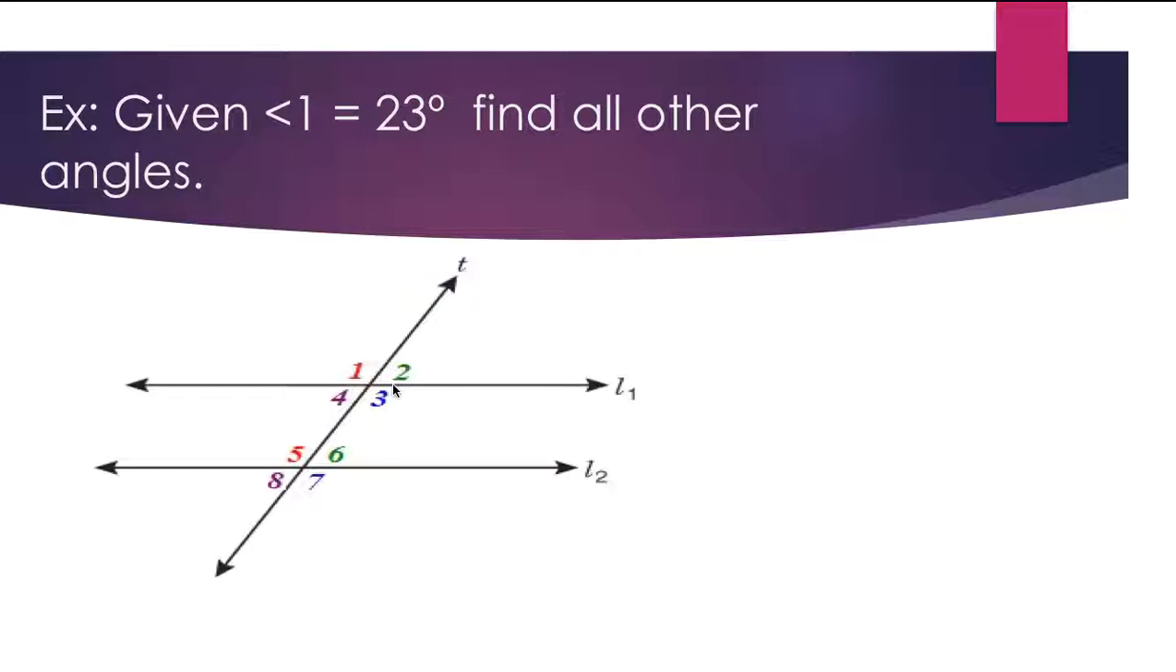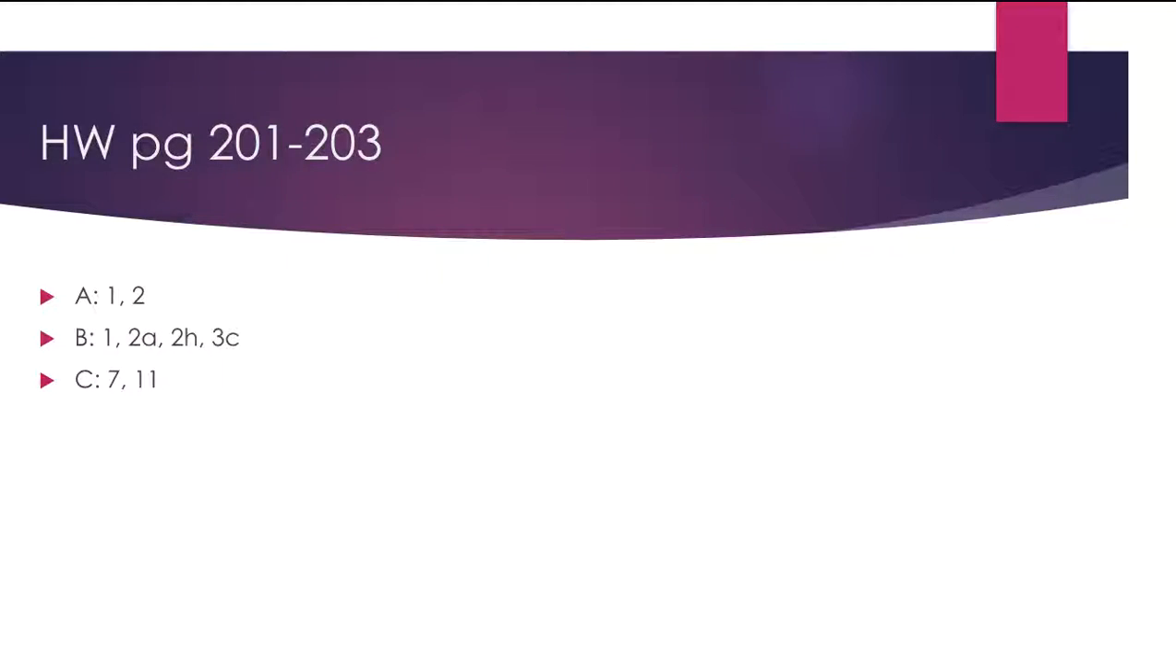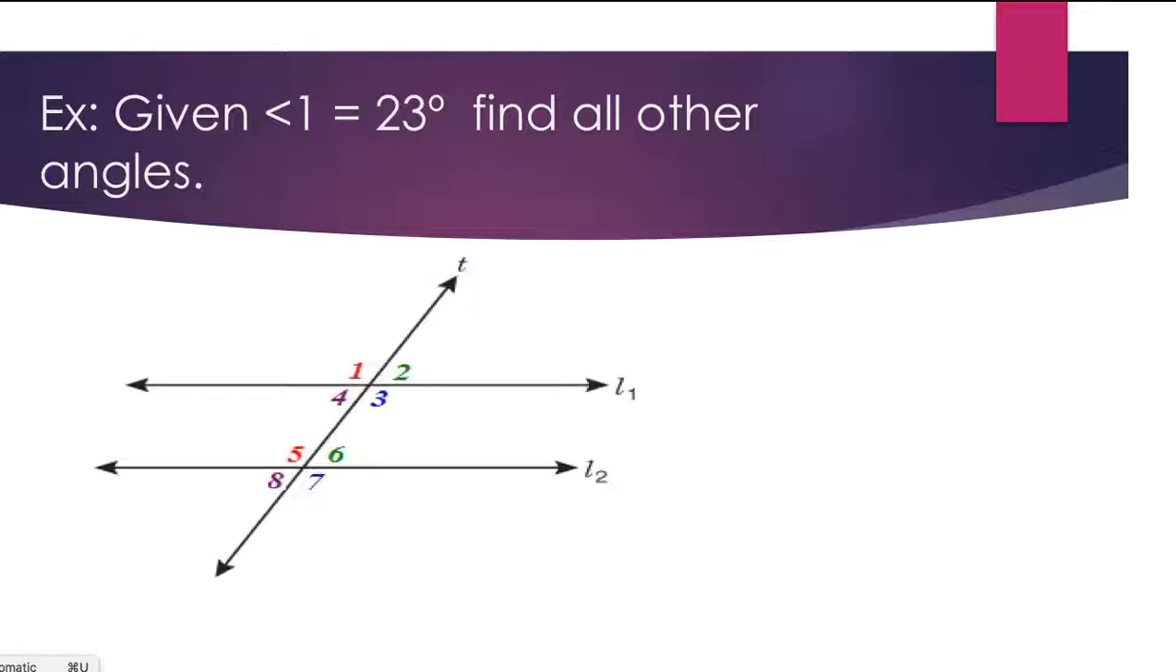Alright, so if I'm given that angle 1 is 23, can I find all the other angles? Well, I know about alternate interior, I know about corresponding. So let's do alternate interior first. Well, we can't do alternate interior here, but we can do vertical angles. So angle 1 is 23, then what is angle 3? Well, angle 3 is 23.